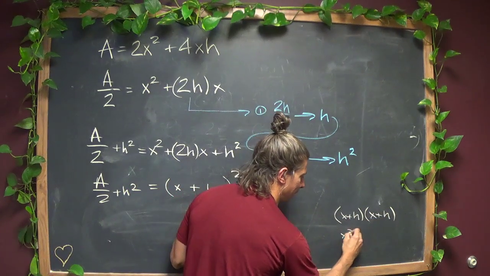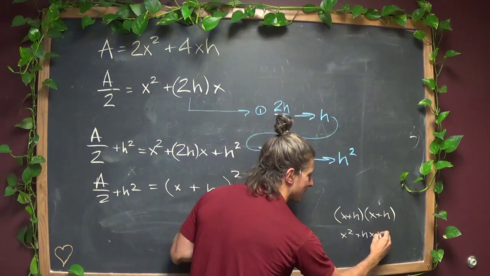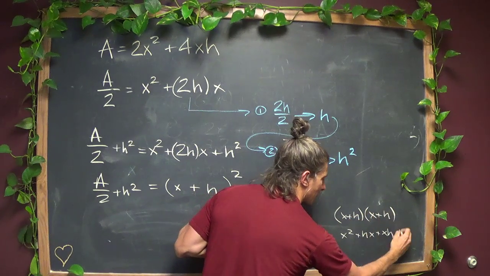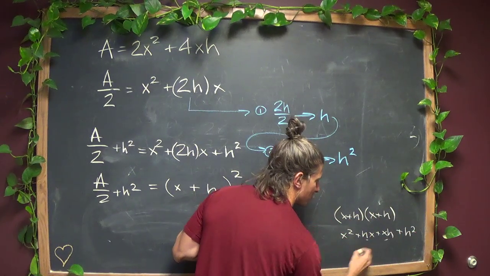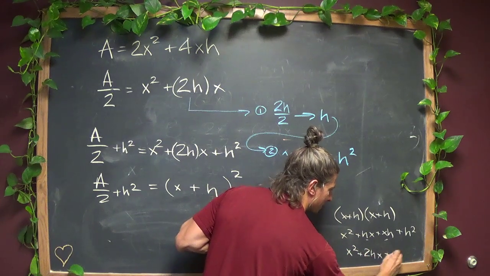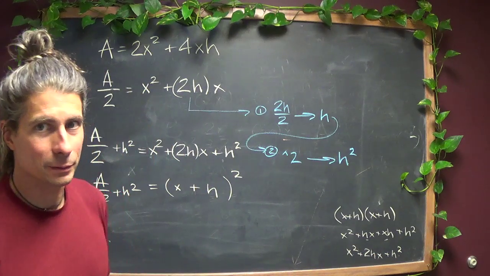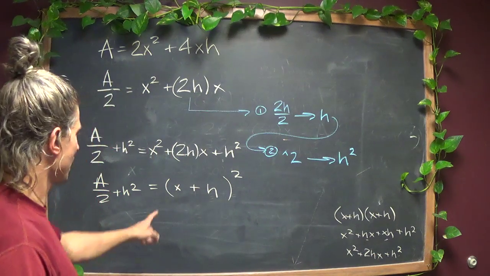x times x is x squared. h times x is hx. x times h is xh. h times h is h squared. That's 2 xh's, or 2 hx's, whatever you want to call it. Look at that. Oh yeah. So we're almost done.